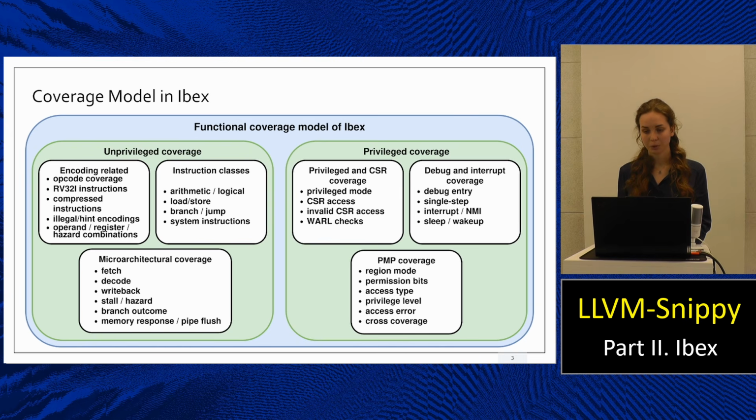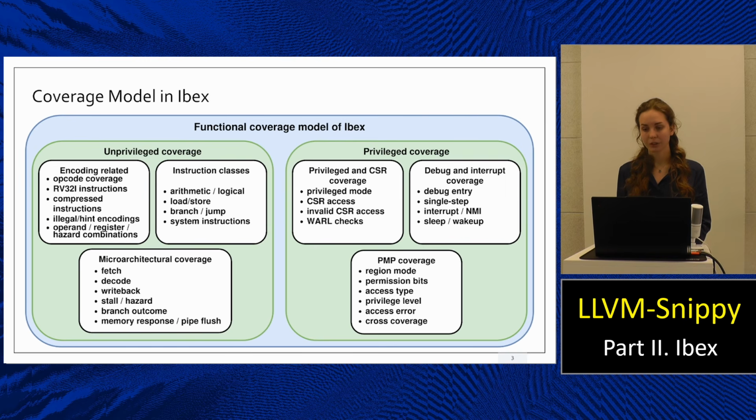The diagram shows that coverage is roughly divided in two large parts, unprivileged and privileged. In the unprivileged part, ordinary instruction execution is covered: opcodes, RV32I instructions, compressed instructions, illegal and hint codings, operand and register combinations. Instruction classes are covered separately. Arithmetic, logic, load, store, branch, jump, and system instructions.